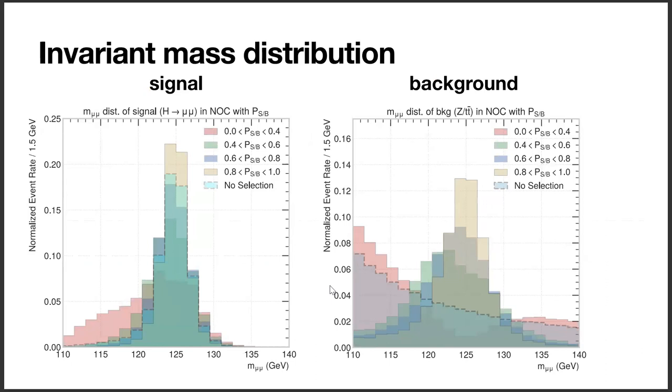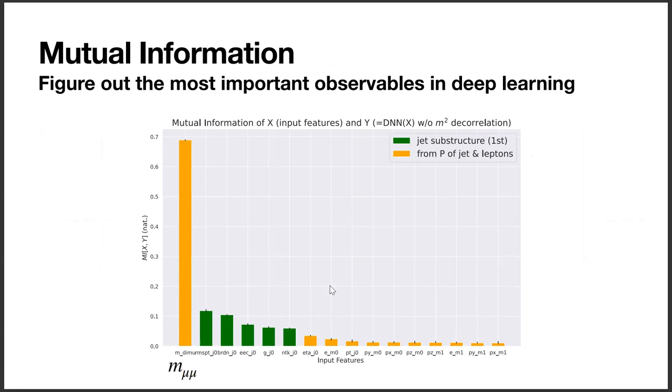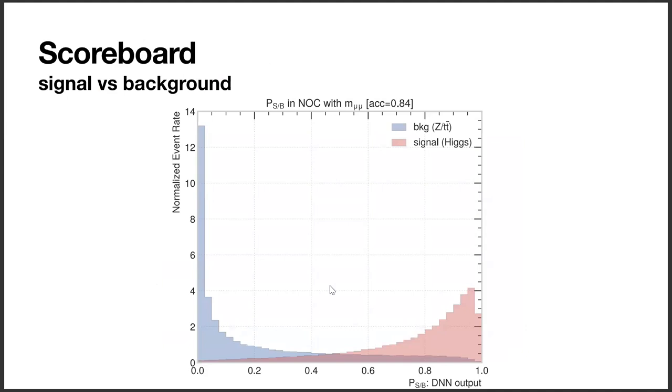So for different signal-to-background regions, they have really different distributions of invariant mass. And we checked that if you look at mutual information after finding this significance, you realize that they use this invariant mass the most. This is the most important variable determining the signal. And also from the scoreboard, the shape is like this.